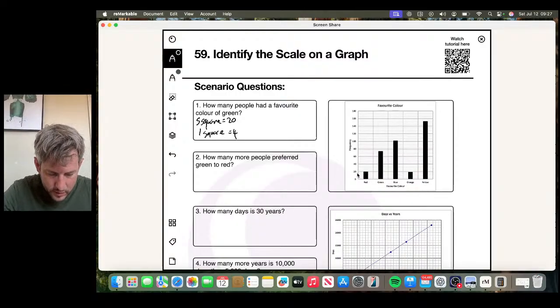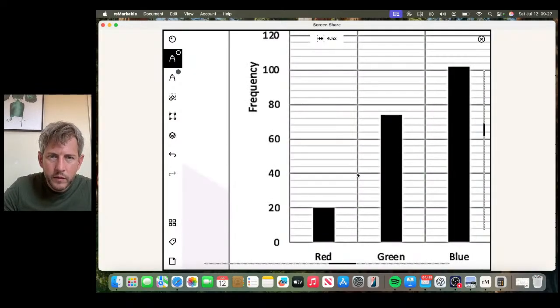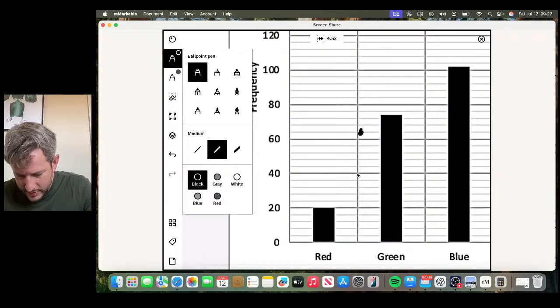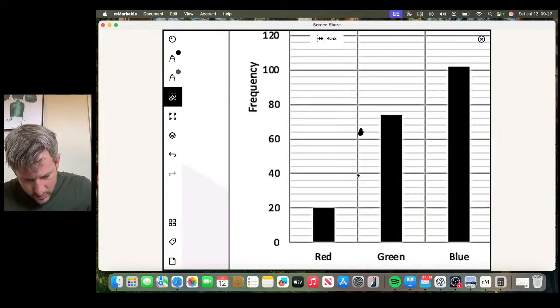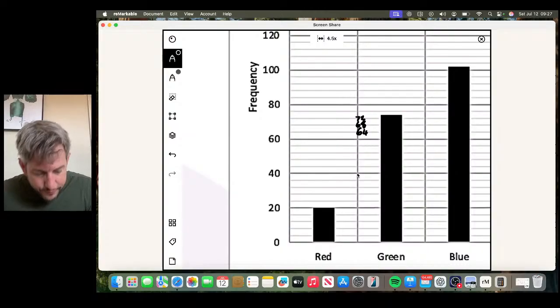Okay. So here we go. So we've got here, this is halfway. So we've got 60 and then this is 64. Let's see if I can make that smaller. So this line would be 64. This is 68. This would be 72. And then we've got halfway between here. So I say that's 74.